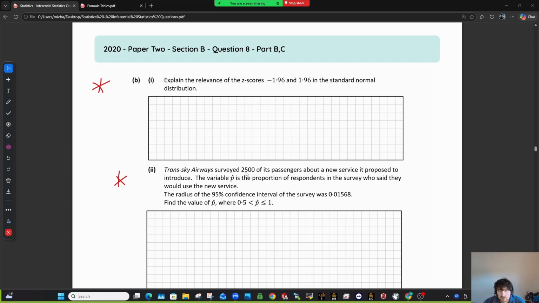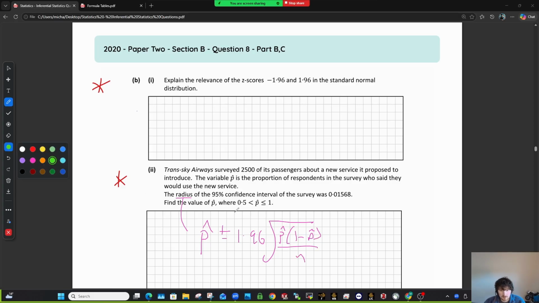Trans-Sky Airways surveyed 2,500 of its passengers about a new service it proposed to introduce. The variable p hat is the proportion of respondents who said they would use the new service. Okay. Now you've heard me say this term before, the radius of the confidence interval, and you need to know what that means. So I've already said that when we're doing confidence intervals for proportions, this is our formula, we need to know it off by heart: 1.96 square root of p hat over n.